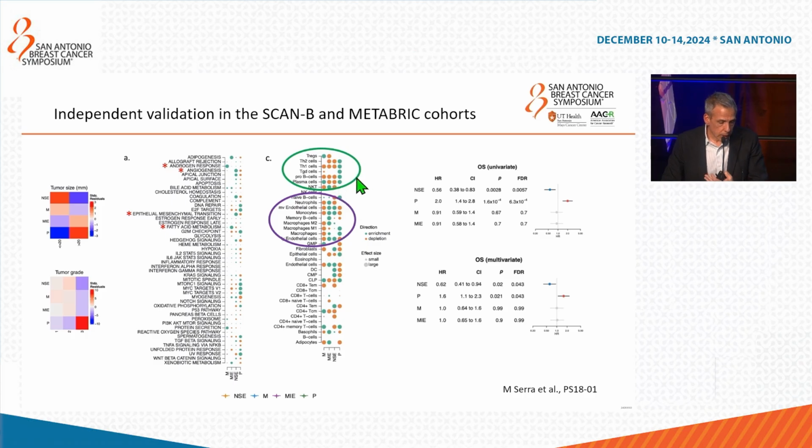Just to highlight here that in the metabolic immune enriched, the cells that we found were more from innate immunity, so more neutrophils and more macrophages, and depleted of the adaptive immune response. Whereas in the proliferative, we see some adaptive immune response, though not that great. In terms of survival, the normal stroma enriched are the ones that have the better survival, the others less good, and the proliferative showed the worst survival compared to the others.